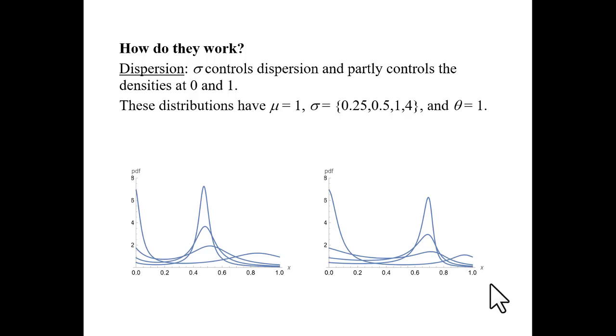Finally, sigma controls dispersion, and it also partly controls the densities at 0 and 1, as I indicated before. What it does is either inflate or deflate both tails. So it inflates or deflates the densities at 0 and also at 1.